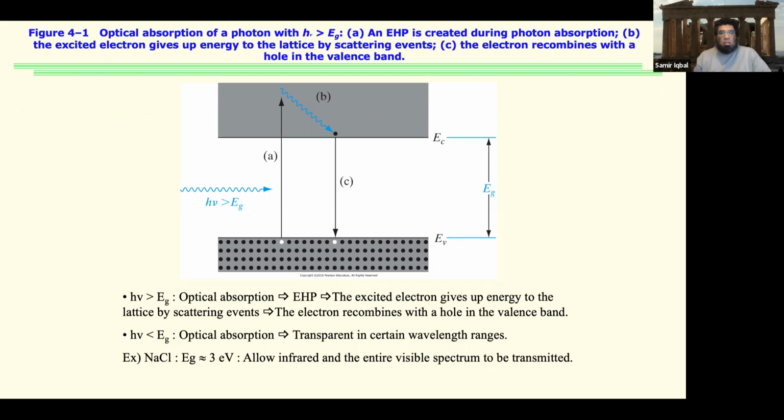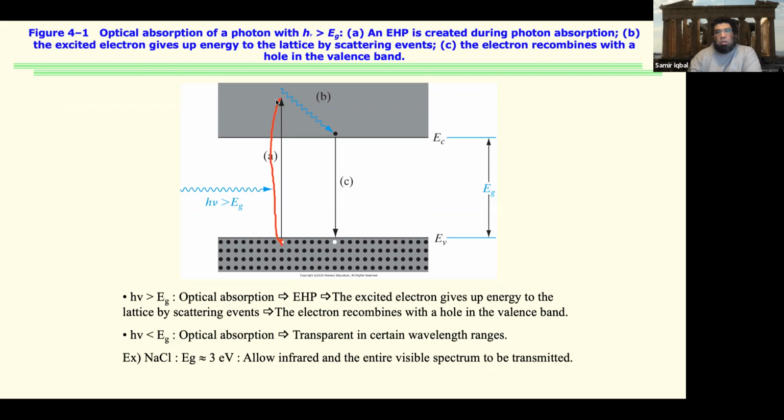The photons that get absorbed will tell us what the band gap is. The photons that just transmit through will tell us that at least the energy is more than those. Now, once that happens, what we see here is an electron jumping from the lower energy level, from the valence band, to the conduction band.